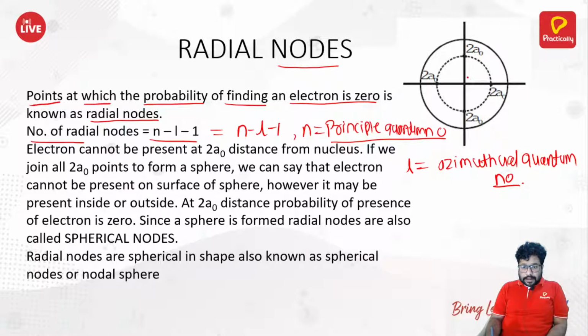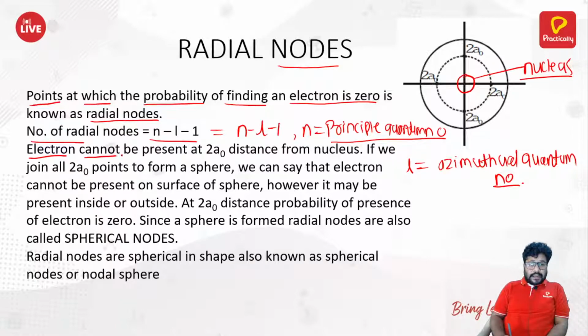See this part, this is your nucleus. Now, see what they are saying: electrons cannot be present at 2a0 distance from the nucleus. So this distance is 2a0. You can see here 2a0, 2a0, 2a0, 2a0. So your electrons cannot be present at 2a0 distance from the nucleus.